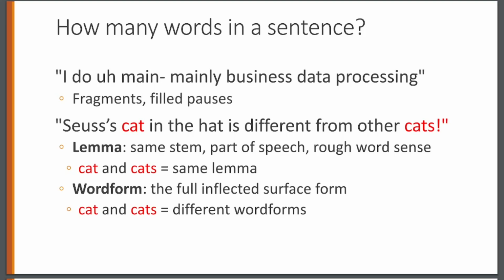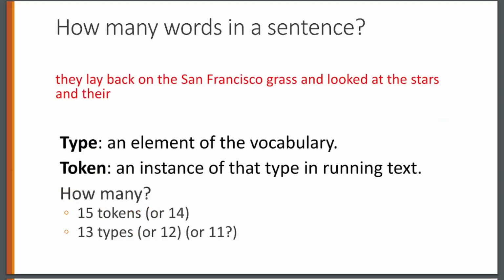Or I might be asking you how many word forms, where cat and cats would therefore be different. So the way a natural language focused data scientist would say that is either how many types appear in the sentence or how many tokens appear in the sentence. A token is a complete count of the word forms that appear in a sentence. A type is a count of the unique words that appear in a sentence.